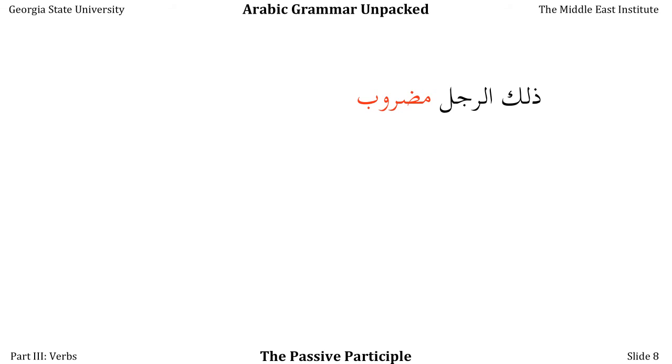We can say dhalika ar-rajulu madrub, from the verb daraba, meaning to hit or strike something. So this man has been hit or struck, hopefully by something not particularly heavy or sharp.